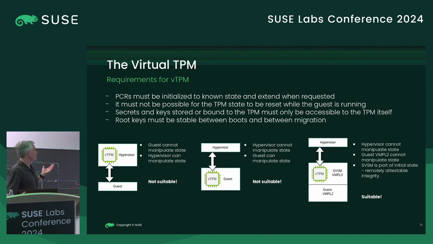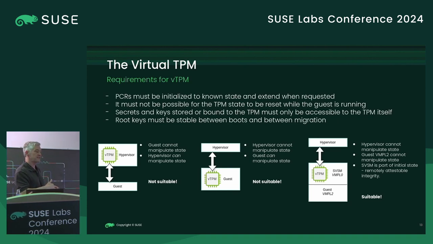So you need to have PCRs that are initialized consistently to a known state on every boot of the guest. And you need to know that they can only be extended. They can only move forwards. They can never move backwards unless the guest is physically reset. Because if you can reset the TPM back to zeros, a malicious component can reset it and then replay whatever state it wants into it and lie about the actual state of the system. And the other thing that the TPM needs to be able to do is seal keys.